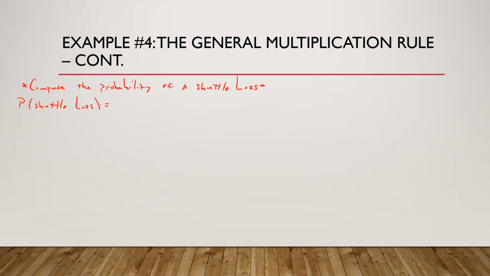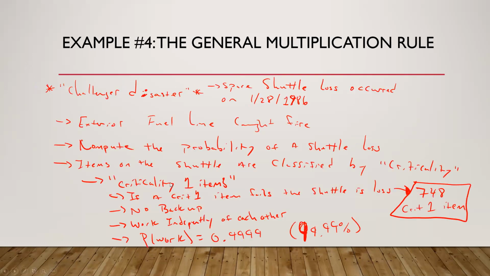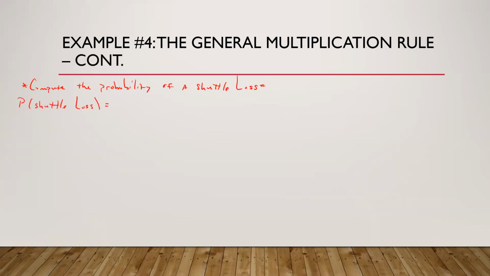Okay, so to go back here, all it takes for the shuttle to be a loss is 1 criticality item fails. Okay, that's all it takes. Well, if 2 criticality 1 items fail, is it still a loss? Yeah. If 3 fail? Yep. So all it takes is at least 1 to fail. That's it. So it's the probability at least 1 crit item fails.